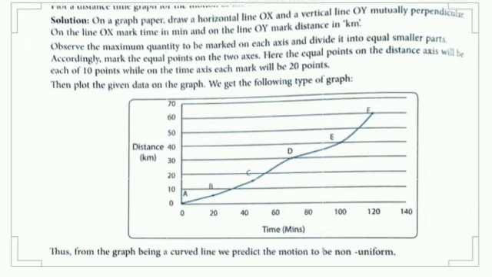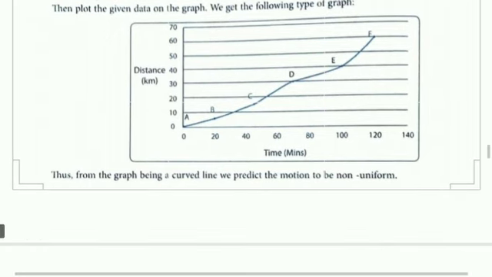After joining all the points, we got a curved line, not a straight line, not sloped, not parallel to the time axis. It is a curved line, any type of curve. It is a non-uniform motion. Hope you understood. Any problem? Ask me.